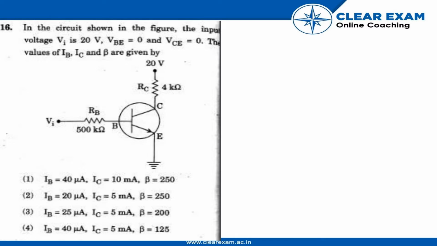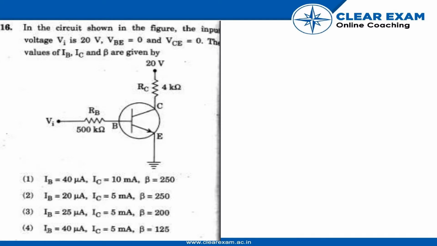So, the options are: Ib is equal to 40 microampere, Ic is equal to 10 milliampere, and beta is equal to 250. The second option is Ib is equal to 20 microampere, Ic is equal to 5 milliampere, and beta is equal to 250. Third option is Ib is equal to 25 microampere, Ic is equal to 5 milliampere, and beta is equal to 200. Fourth option is Ib is equal to 40 microampere, Ic is equal to 5 milliampere, beta is equal to 125.